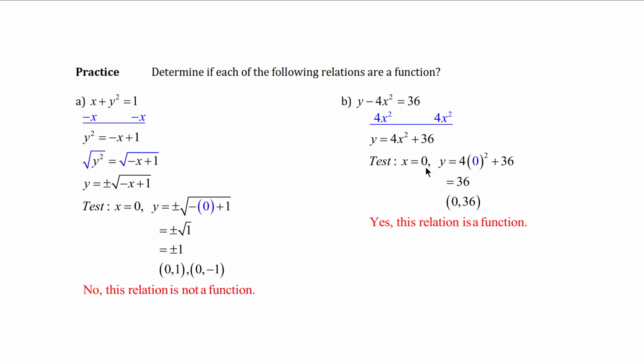So plugging in 0 for x in our equation, we get y equals 4 times 0 squared plus 36. Simplifying this, we just have y is equal to 36, so we get the ordered pair (0, 36). Because 0 only corresponds to one y value, this means that yes, this relation is a function.